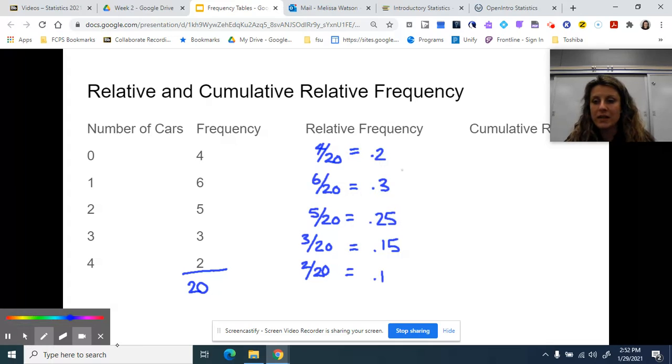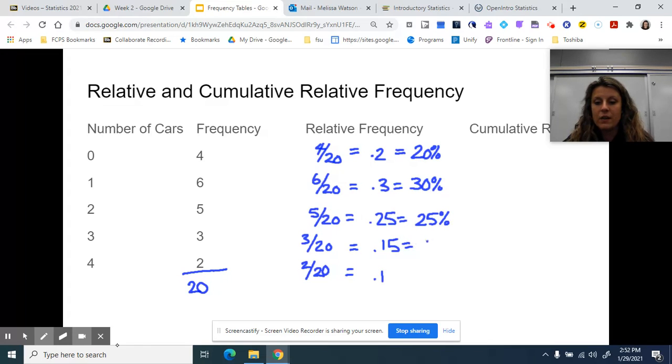Okay, here are those relative frequencies: 0.2, 0.3, 0.25, 0.15, and 0.1. Now, we could represent these as percentages as well. So if we move that decimal 2 spots to the right, this would be equivalent to 20% of people have 0 cars, 30% of people have 1 car, 25% of people have 2 cars, 15% of people have 3 cars, and 10% of people have 4 cars, according to this survey.